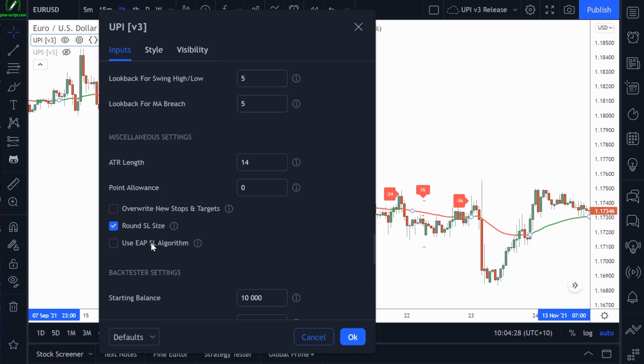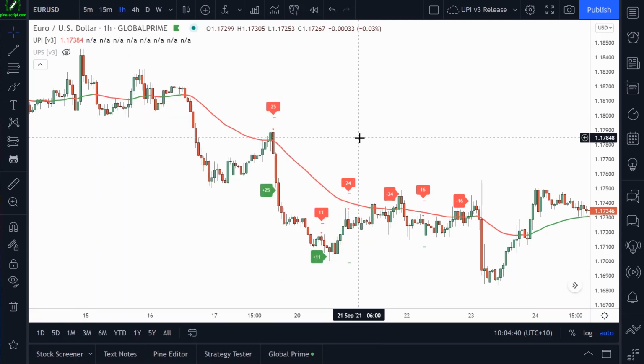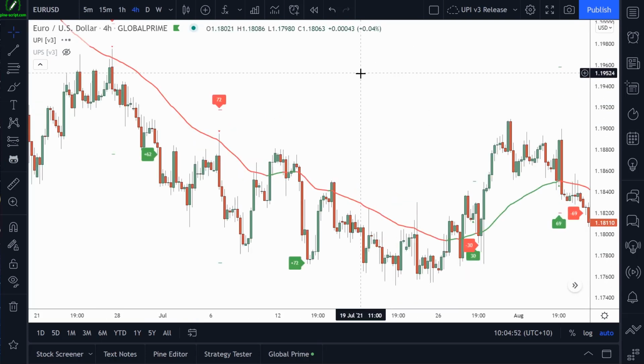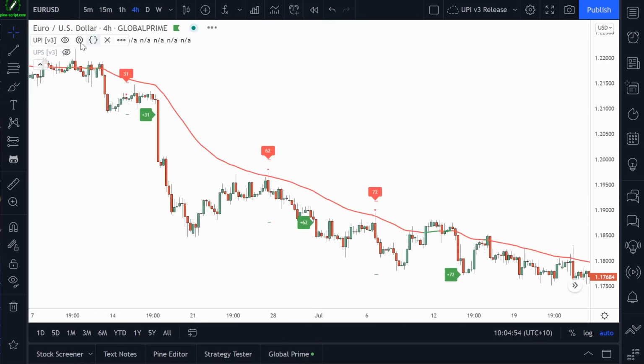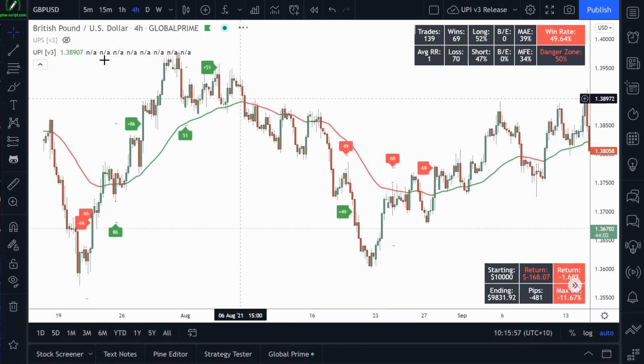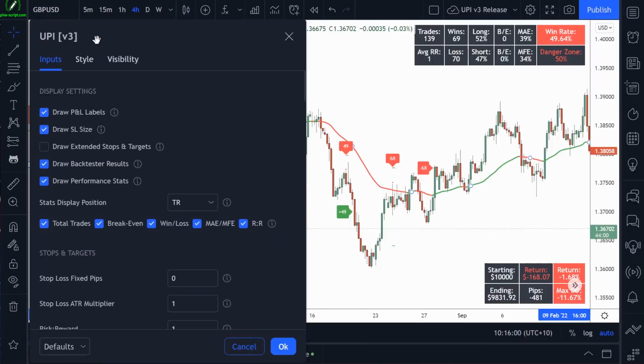Finally, we have our use EAP stop loss algorithm. This is the final miscellaneous setting. What this does is it slightly tightens up our stop losses. So this is intended for use on higher time frames. So if we go to a 4-hour chart here, and we'll see if we can find some examples. So here we are on the pound dollar 4-hour chart, which has quite a high ATR. This is going to be a good example of what the EAP stop loss algorithm does.